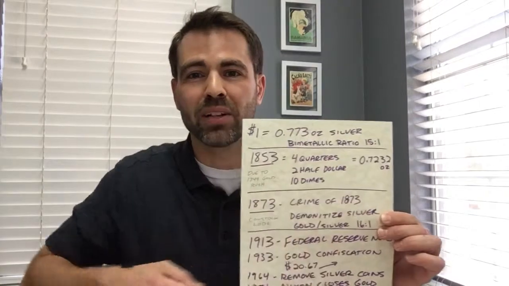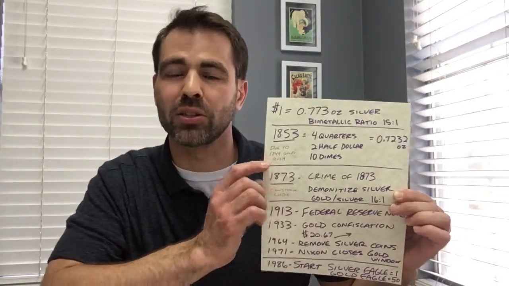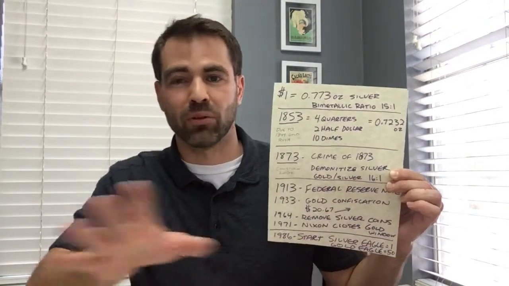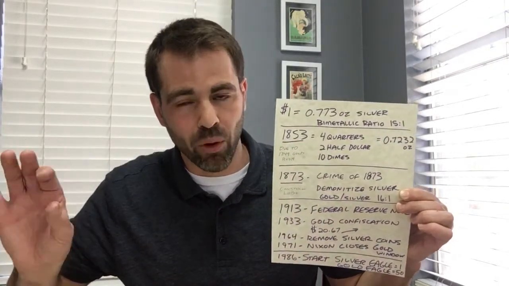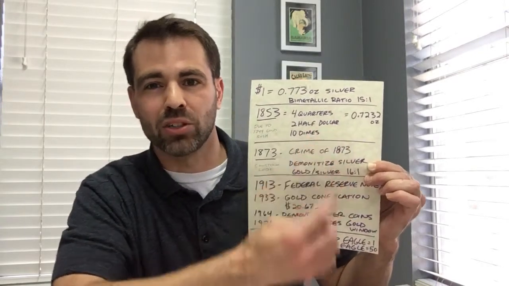There was a bimetallic ratio of 15 to 1. In 1853, there was an interesting change. The 1849 gold rush, because since it was a bimetallic ratio, when the gold became more available, it threw the ratio off. So what they did was they made the dimes, quarters, and half dollars smaller, because again, the ratio was off. They didn't touch the seated Liberty dollars, but they did mess with the change. So $1 in change was 0.7232.